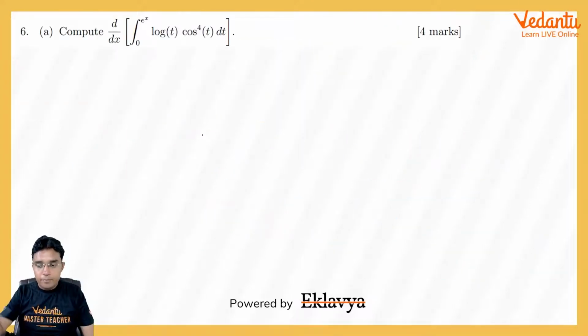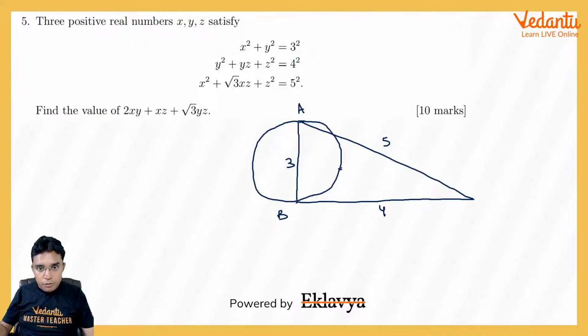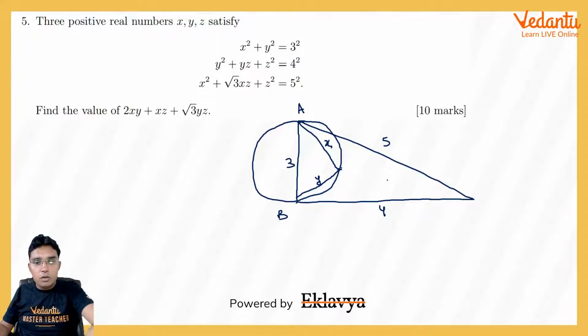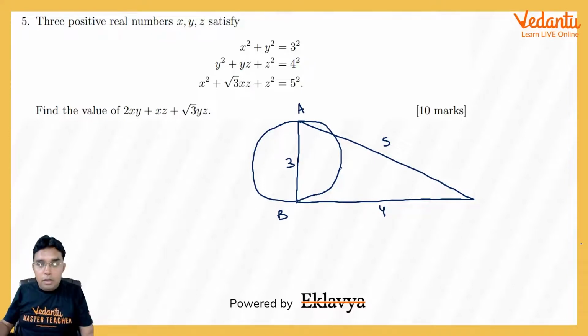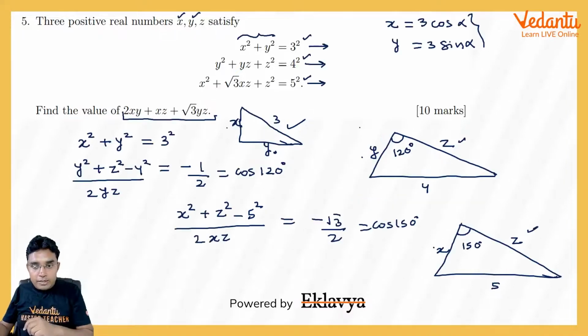What I'm saying is, if you join A with this point, call this x and call this y, we will get x square plus y square is equal to 3 square. But I will do it a little later. Please see why.